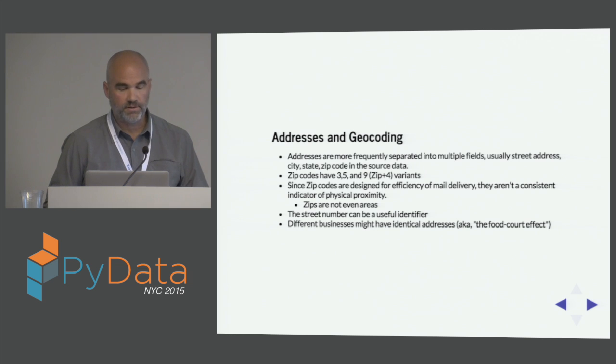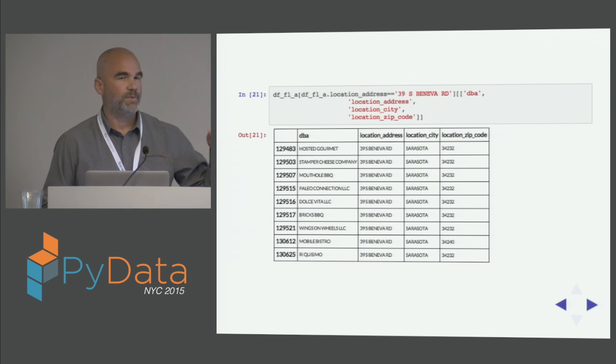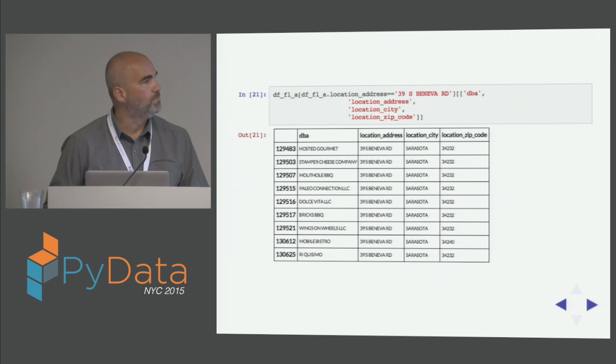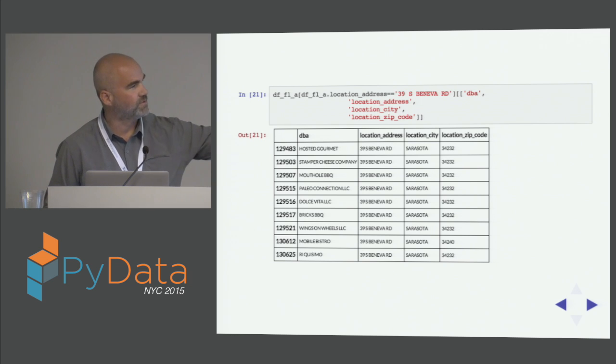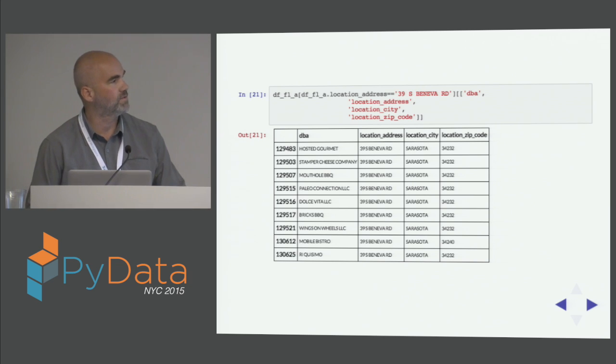I think I'll just skip ahead to the geocoding stuff. But one note of warning is just because something has the same address doesn't mean it's the same business. I call this the food court effect, which you can sort of see here. There's also an interesting little catch there. There's an incorrect zip code in this data.